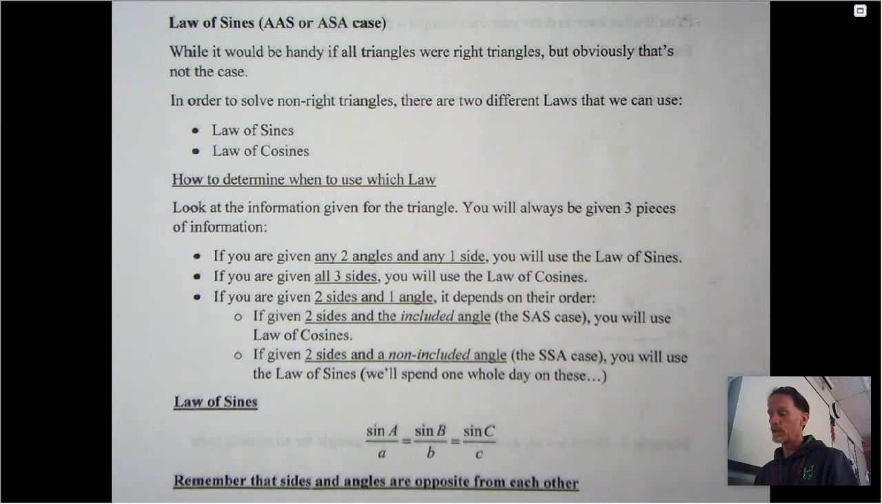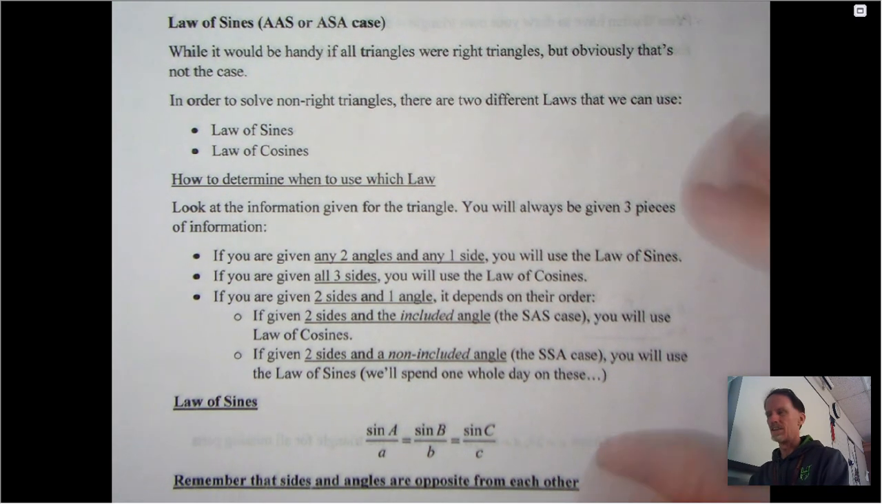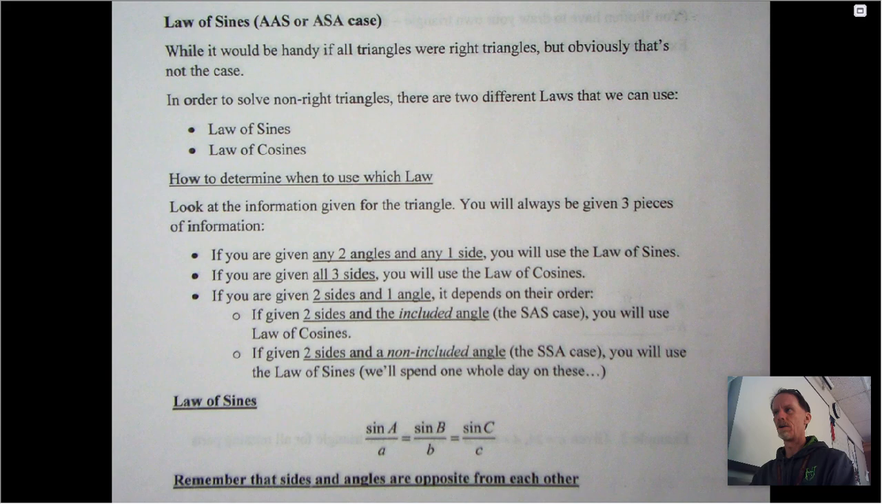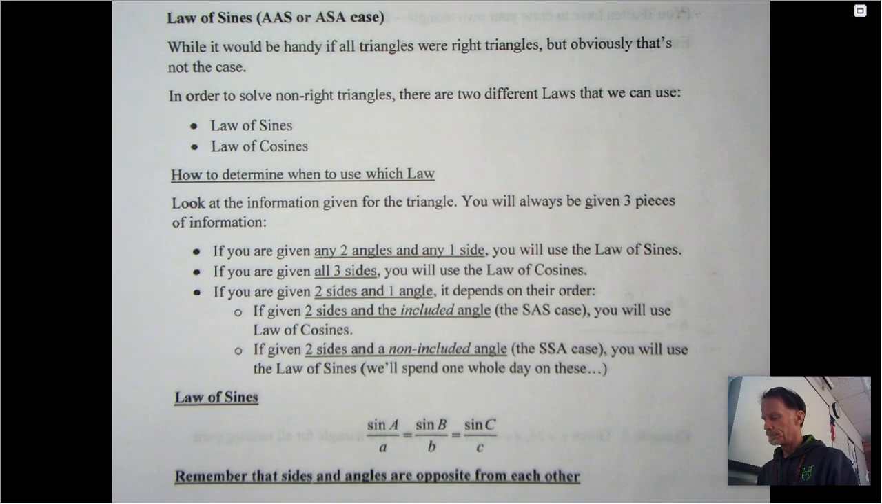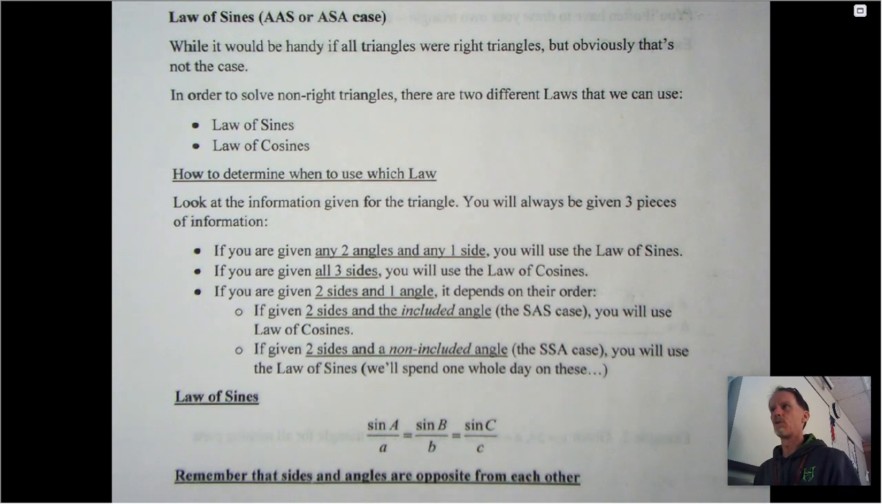So we're going to start talking about something called the law of sines and the law of cosines. Today's video is just about the law of sines, but I'm going to talk about when we're going to use the different laws, even though we're not talking about the law of cosines today. Basically, it's a way for us to solve for missing pieces of triangles that are not right triangles.